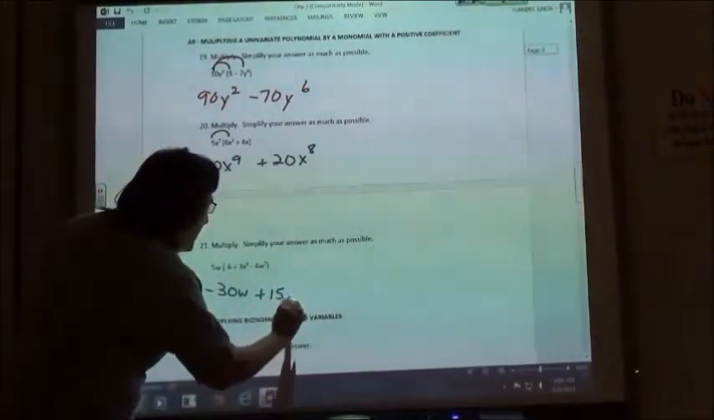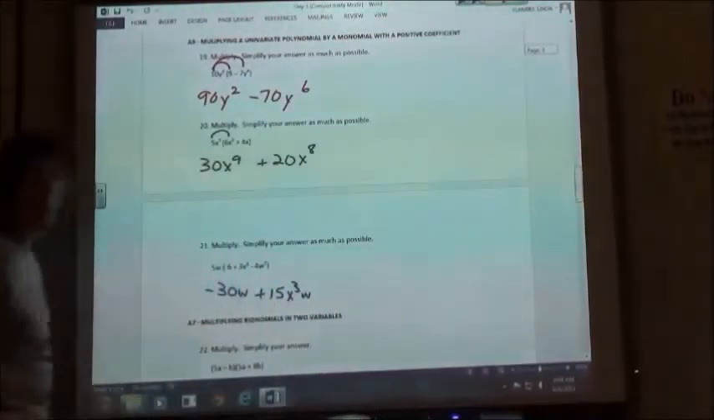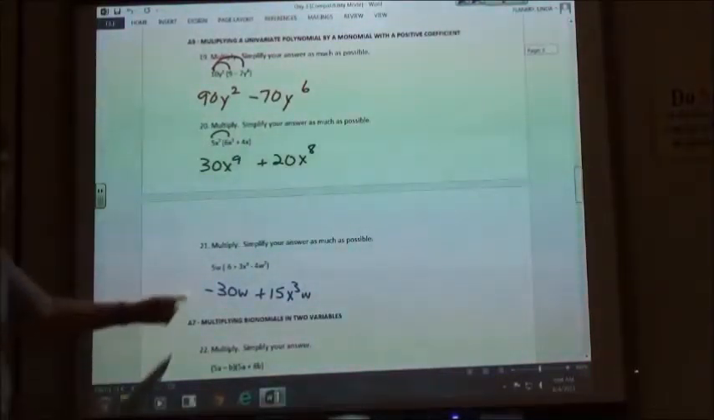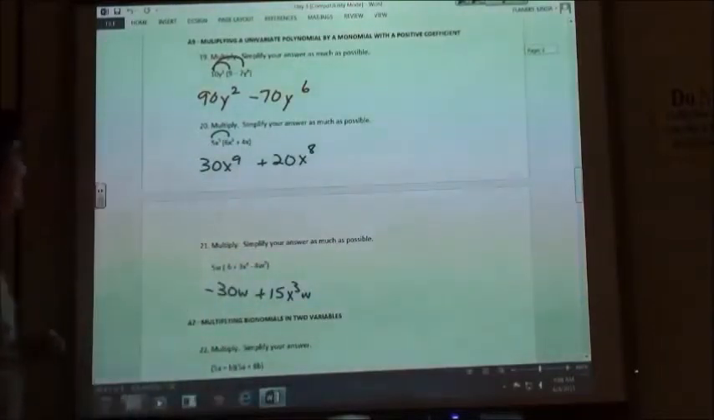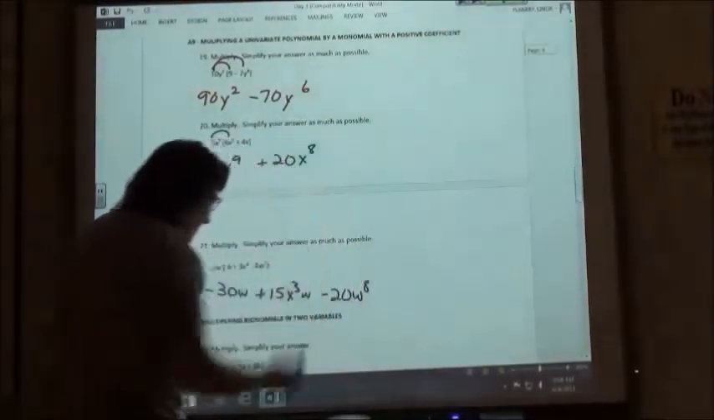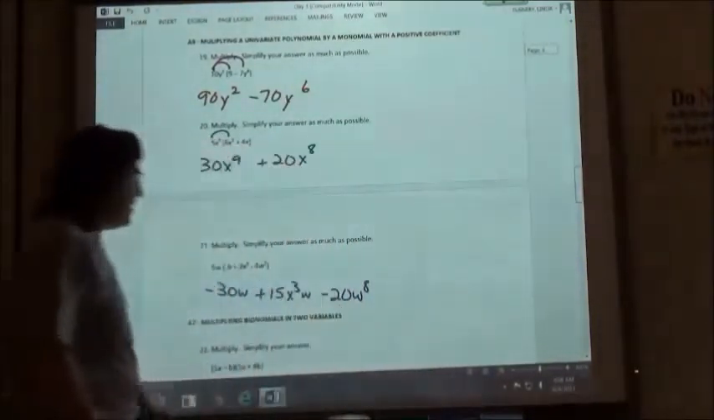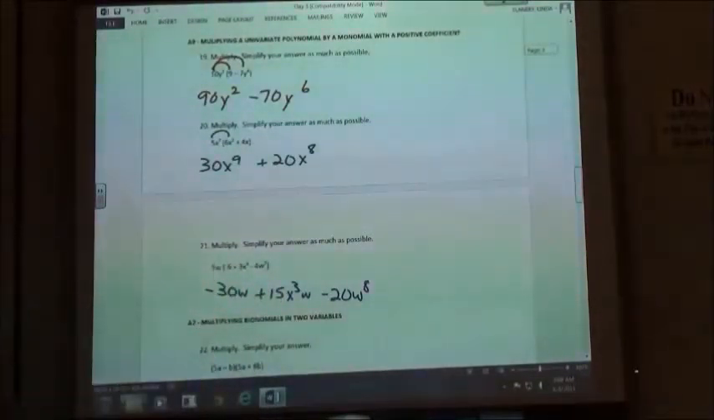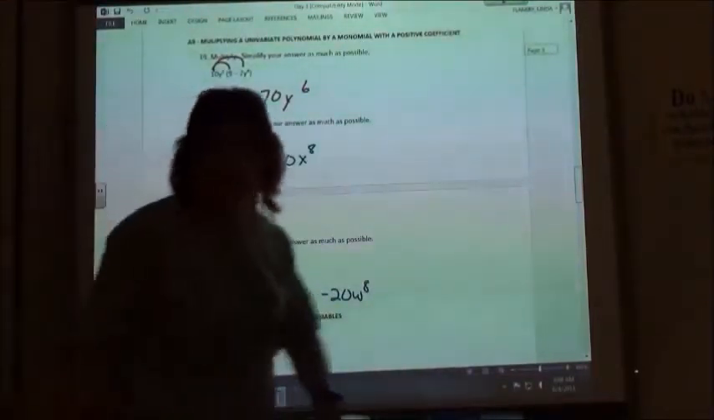Positive 15x cubed w, or wx cubed, doesn't really matter the order of that since we have the commutative property. I think she typed that one wrong. 5w times negative 4w to the 7th is negative 20w to the 8th. I'm going to guess that my work study person probably typed that wrong, and that was probably supposed to be a w instead of an x, but oh well. You know how to do it anyway.